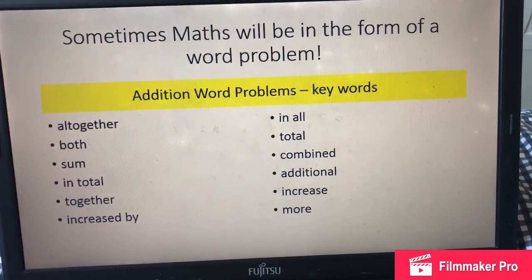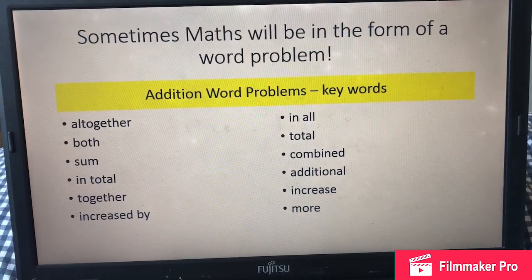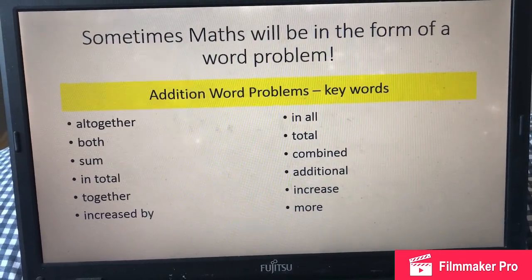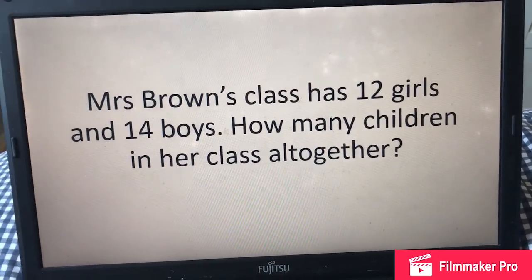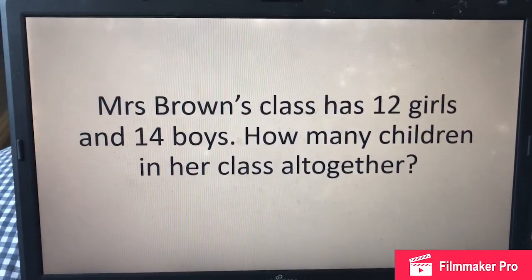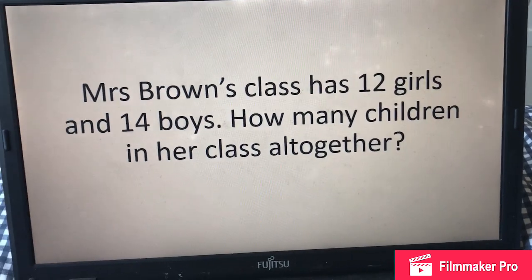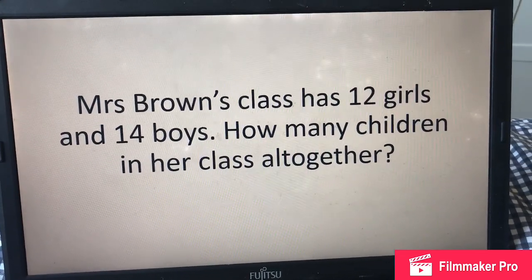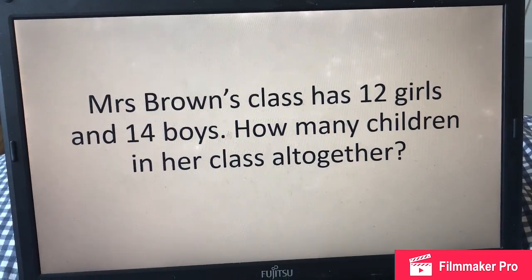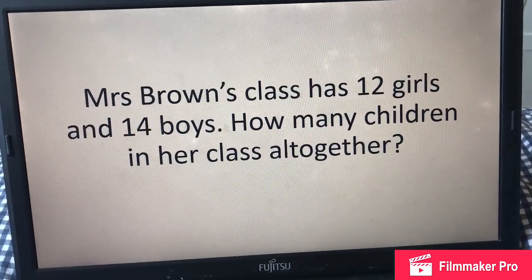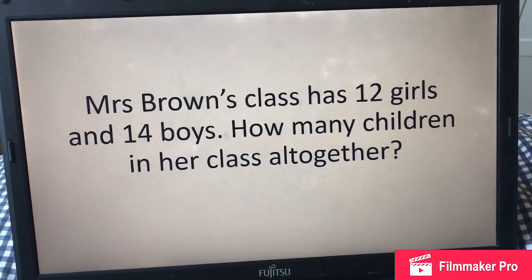Now, we're going to look at some word problems to see where and how these words are used in their word problems. So here I've got a word problem, and it's quite a simple one. But it's just to show you how the language is used. So we're not going to focus so much on the numbers, we'll focus a little bit more on the language that is used and how we know what to do with that.